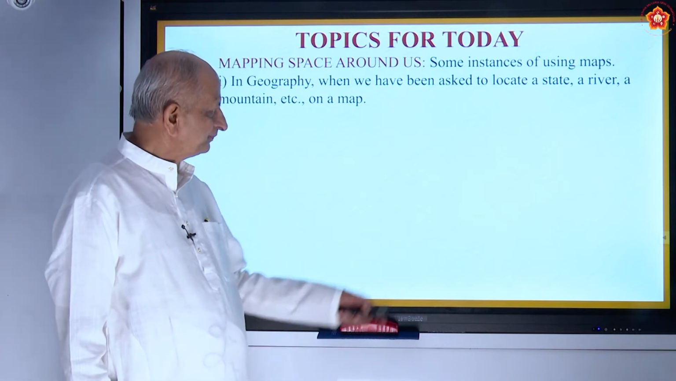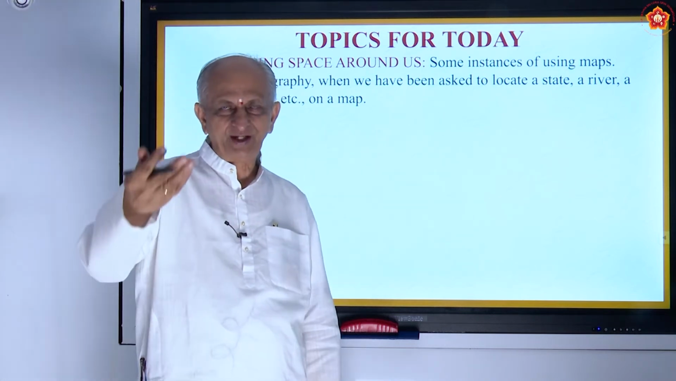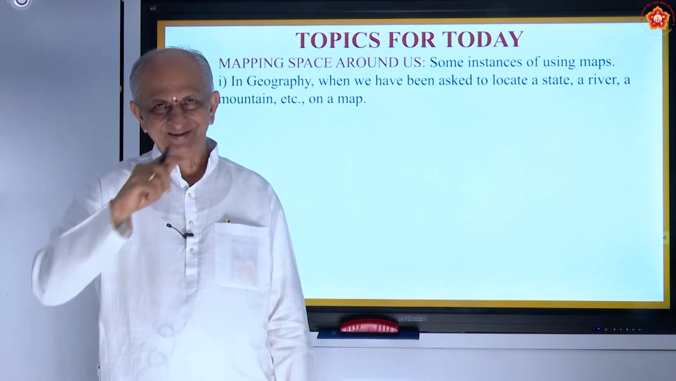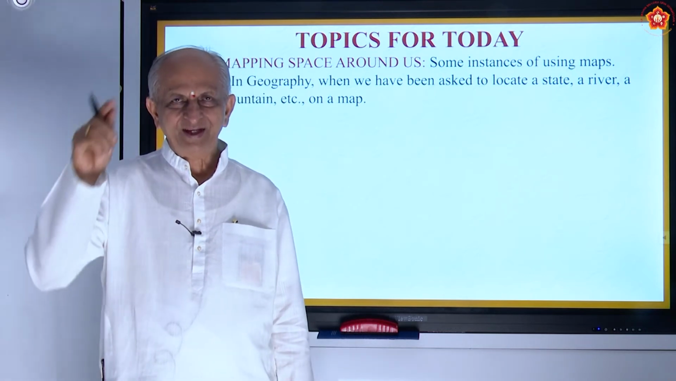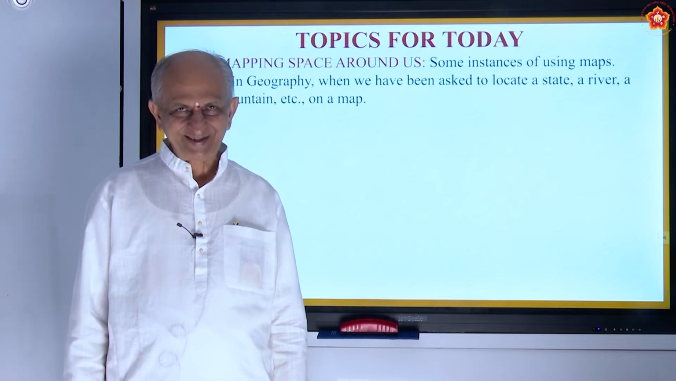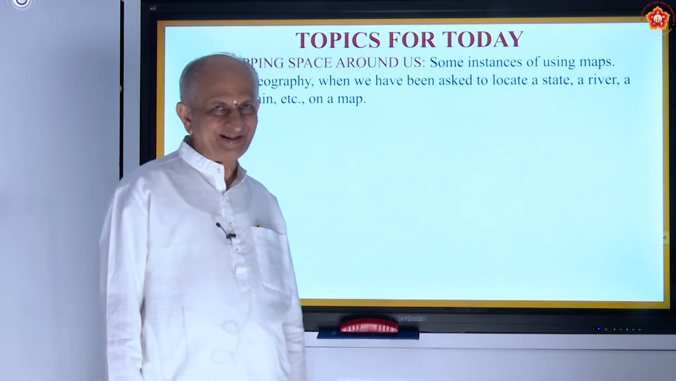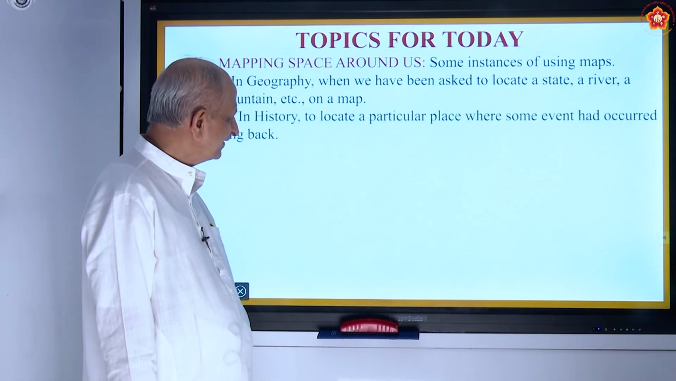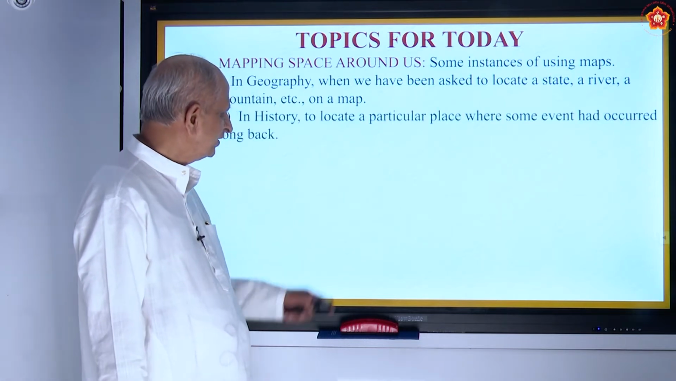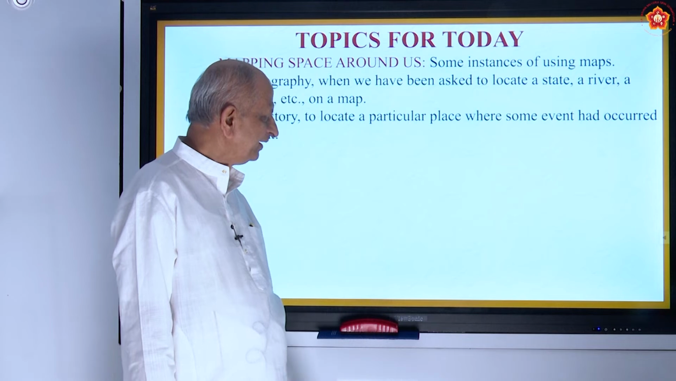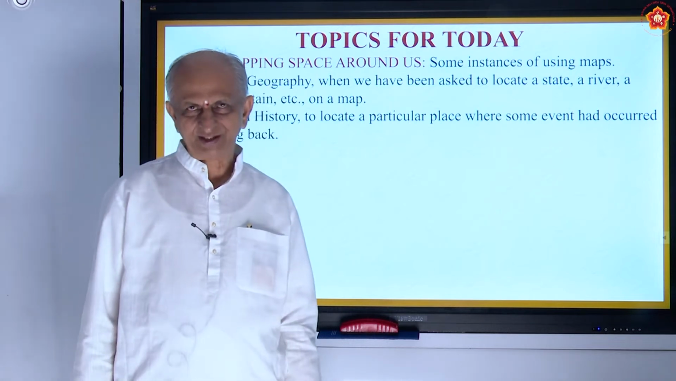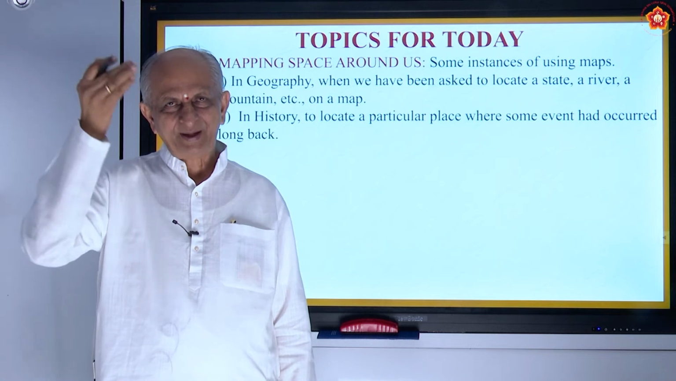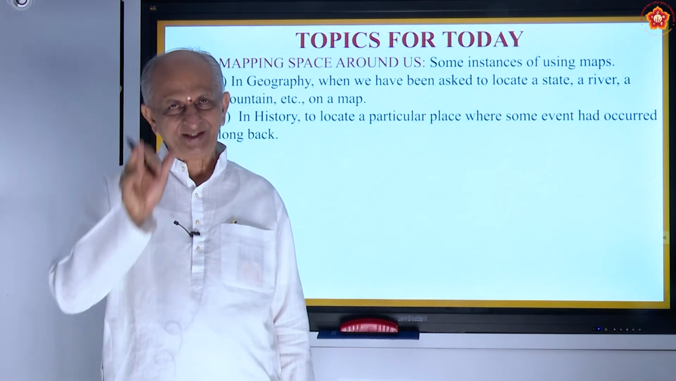What do you have to locate? A state. In exams also they ask a question: draw an India map and locate river Ganges, Himalayas. Correct? And it is very interesting. But you should know how to locate it. And then in history, to locate a particular place where some event had occurred long back. For example, Kurukshetra, where the Mahabharata war happened. So you must locate it.